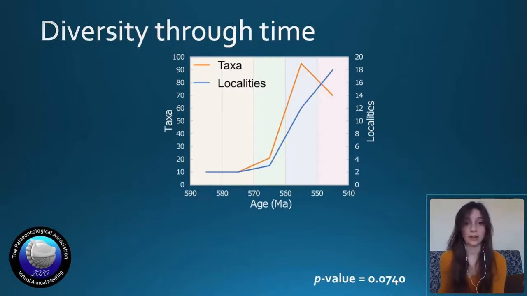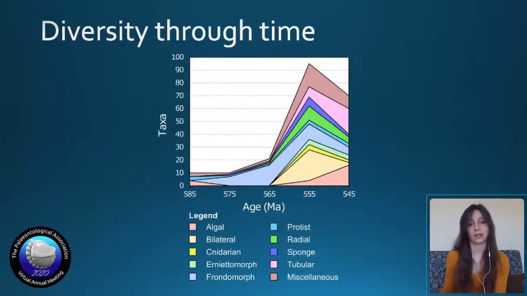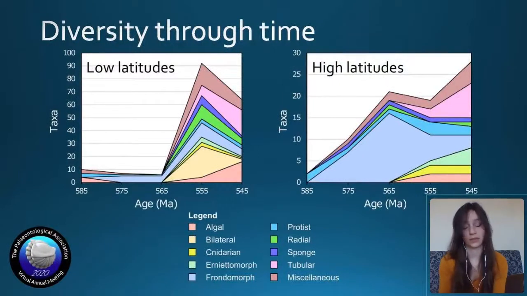So if we now look at individual groups following this trend through time to see how they were behaving, and to see how paleogeography had a role, I've split them into two 45 degree latitudinal bands here. And now we can see how paleolatitude was affecting individual groups.